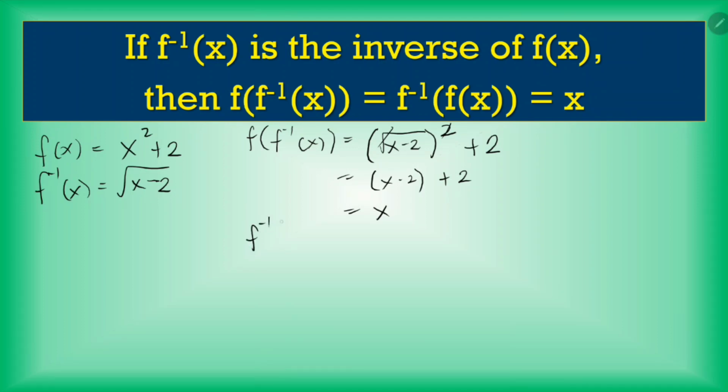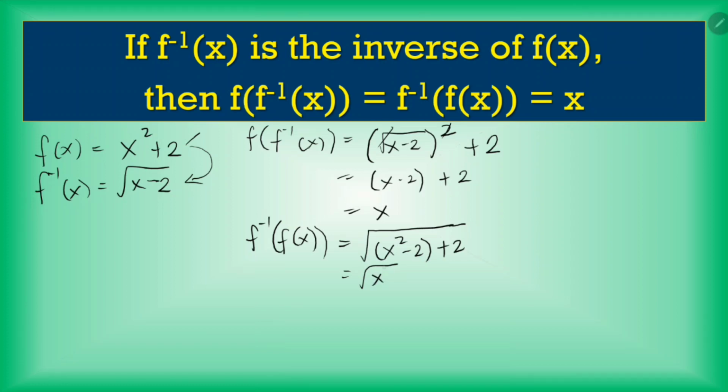So, yung isa naman, eto naman, ang ilalagay natin sa loob nito. So, we have square root of x squared minus 2 plus 2. So, we have here 0. So, we have square root of x squared. So, we have x. So, tama yung nakuha natin or na-solve natin na inverse function.